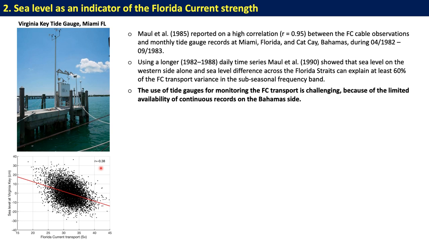In earlier days, Moll and colleagues reported on a high correlation between the monthly Florida current cable transport and tide gauge records at Miami and at Cat Cay in the Bahamas. But their study period covered only about 1.5 years. But later, using longer daily time series, they showed that sea level on the western side alone and sea level difference across the Florida Straits can explain at least 60% of the Florida current transport variance at the sub-seasonal timescales. So while tide gauges provide the longest sea level records, using them for monitoring the Florida current transport is challenging, mainly because of the limited availability of continuous records on the Bahamas side.